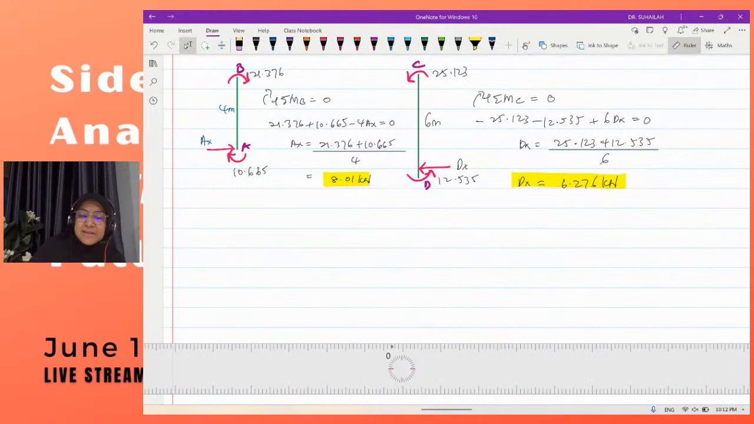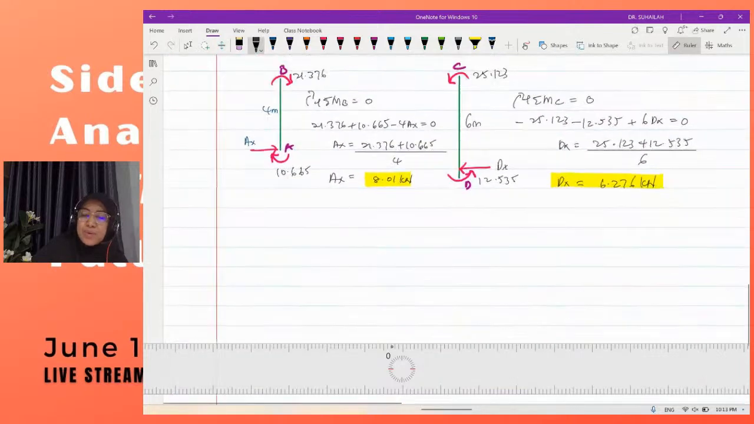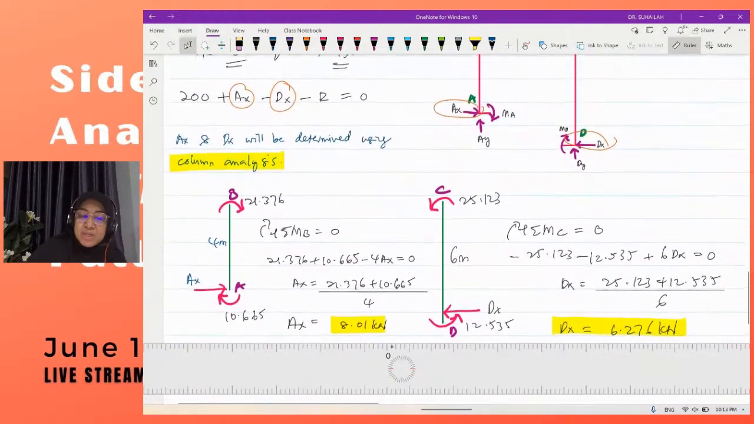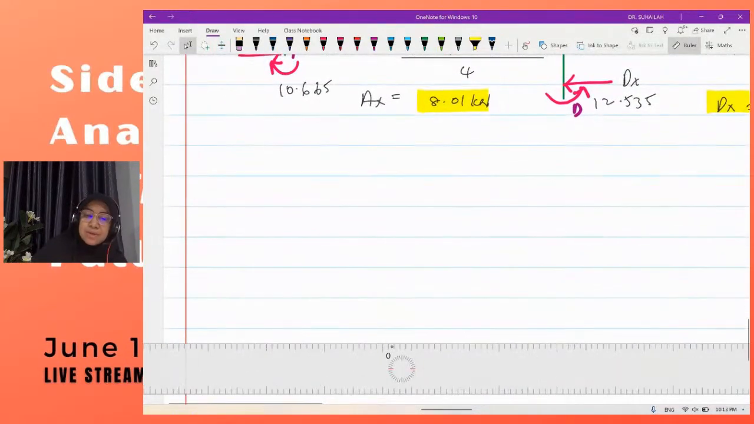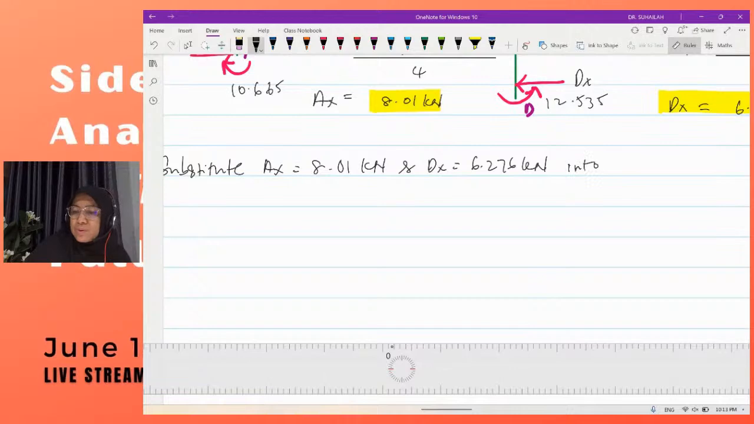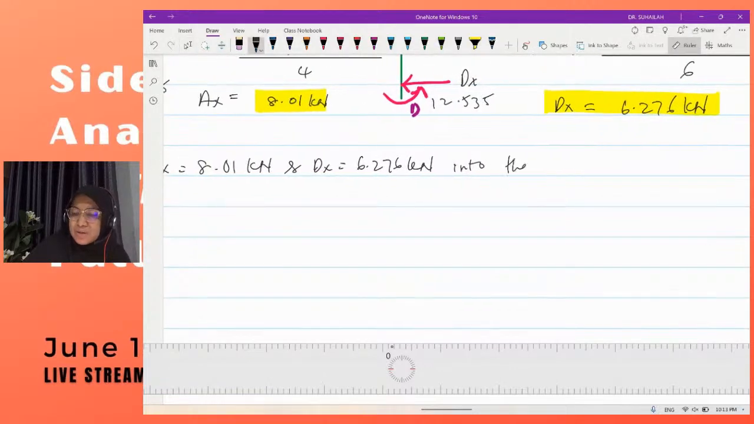So now, with ax and dx, we substitute into the shear equation. You substitute ax equal to 8.01 kilonewton and dx equal to 6.276 kilonewton into the shear equation.